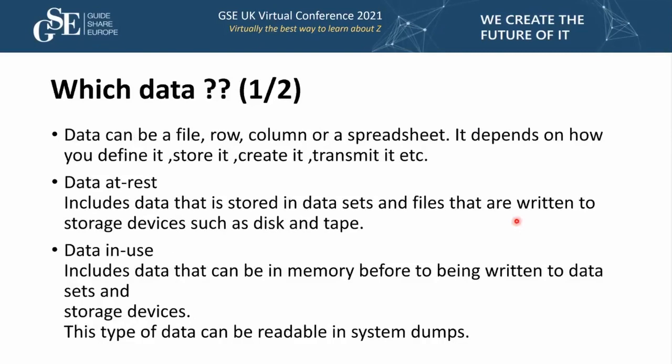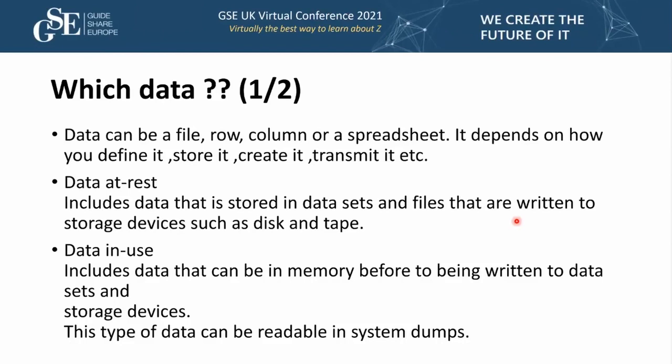When you are planning for data protection, you must consider the entire life cycle of data from creation to destruction. You must know how it enters and exits your environment. So, data at rest includes data that is stored in the datasets and files that are written to storage devices such as disk and tape. Data at rest can persist even when the associated application is no longer running. When the application is restarted, the application can retrieve the data at rest because it is stored on disk and tape.